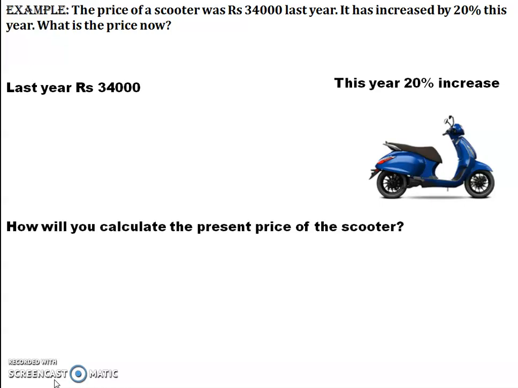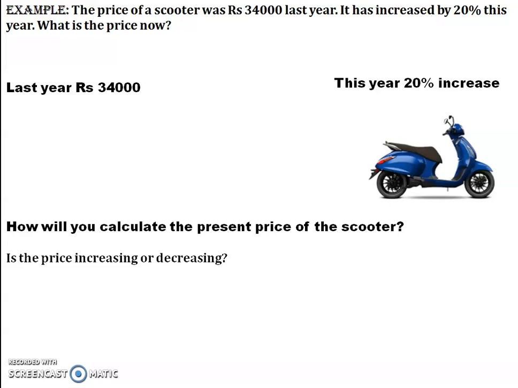How will you calculate the present price of the scooter? Is it 20% of 34,000? No. It is increased by 20% of 34,000. The first question that should come to your mind is: is the price increasing or decreasing? That you should find from the question. You can see that it has increased. So, the question is about percentage increase.